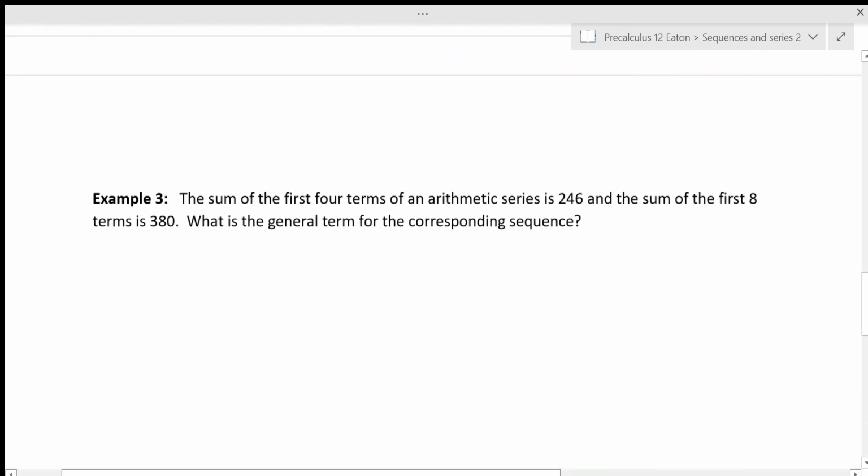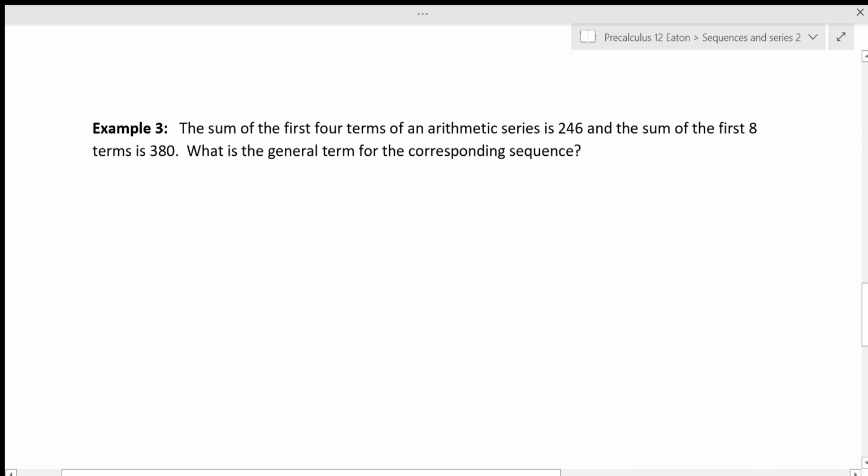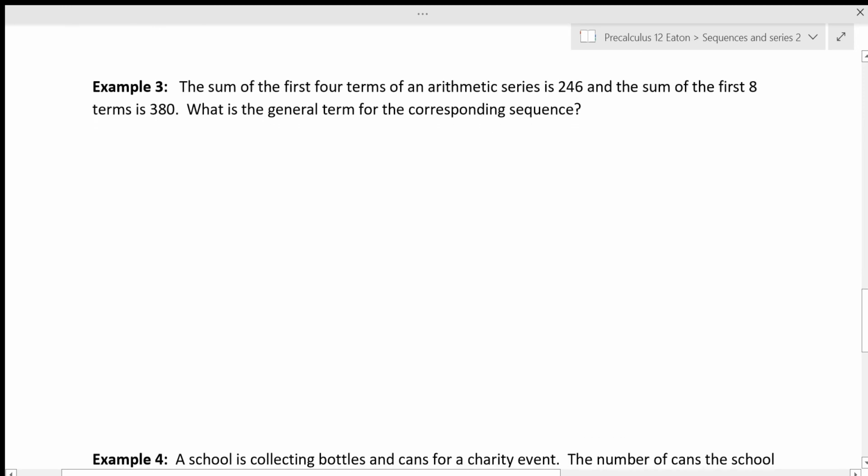All right, let's look at another example. The sum of the first 4 terms of an arithmetic series is 246, and the sum of the first 8 terms is 380. What's the general term for the corresponding sequence? So this looks like we have something about S4, not T4 this time, and some information about S8, so it looks like we're going to end up with some kind of systems of equations problem. Let's take a look at how we can set that up.